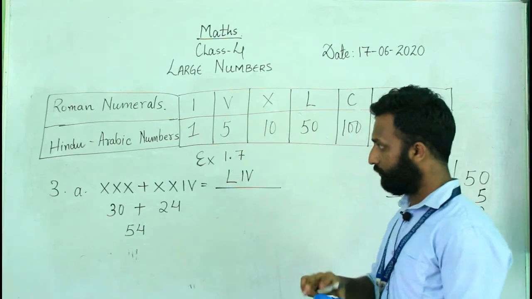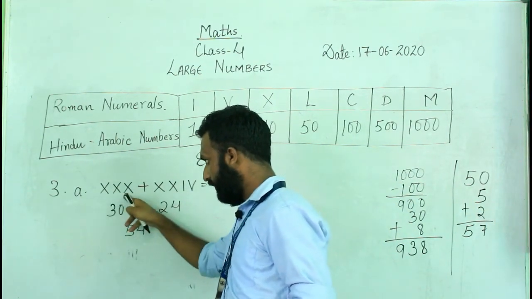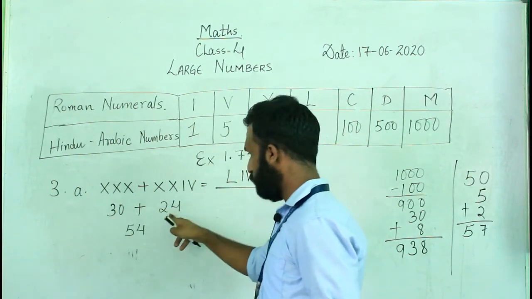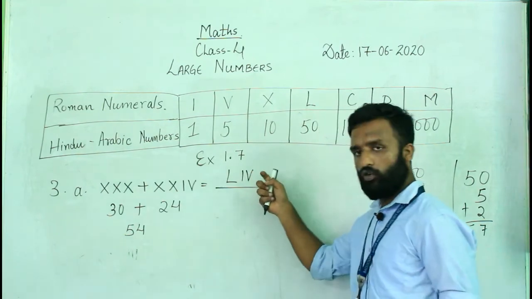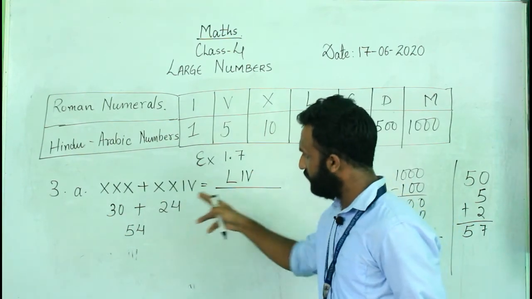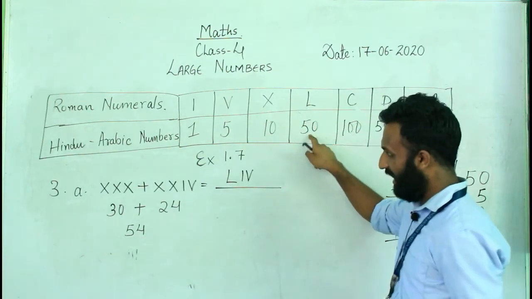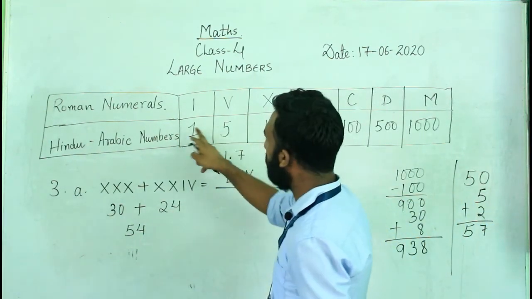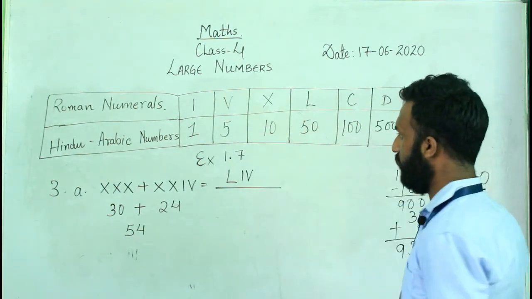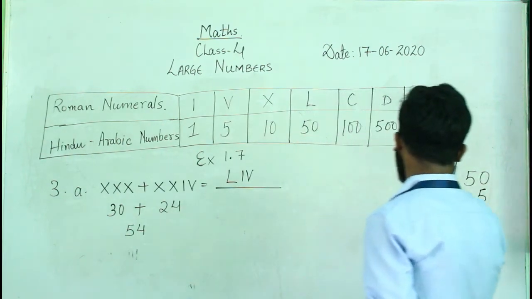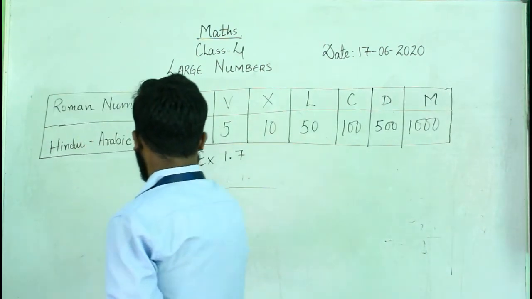See here again. First check the numbers. Here it is 30, and here it is 24. Add it and it is 54 in the table. But you have to write it in Roman, so just change it into Roman. What we have got is 54. For 50 we have L, and for 4 it is 5 minus 1, which we can write as IV. So this is how you will do question number 3.